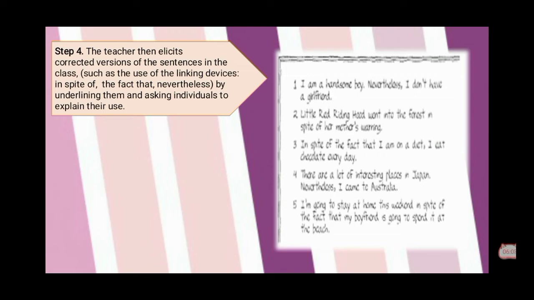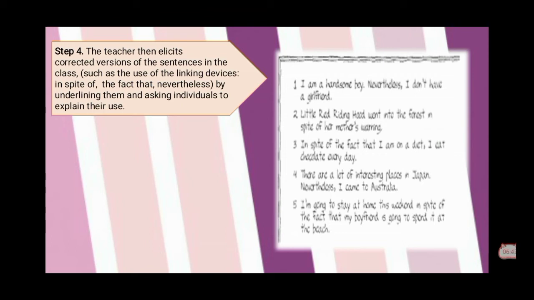So first, I am a handsome boy, nevertheless I don't have a girlfriend. Number 2, Little Red Riding Hood went into the forest in spite of her mother's warning. Number 3, in spite of the fact that I am on a diet, I ate chocolate every day. 4, there are a lot of interesting places in Japan, nevertheless I came to Australia.